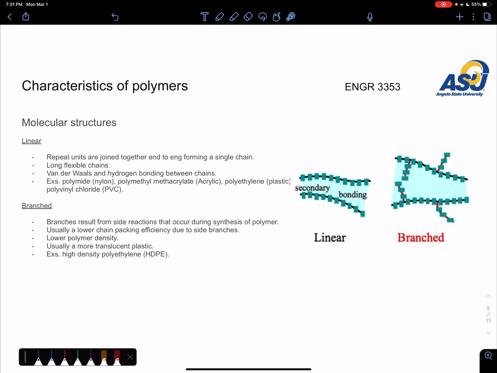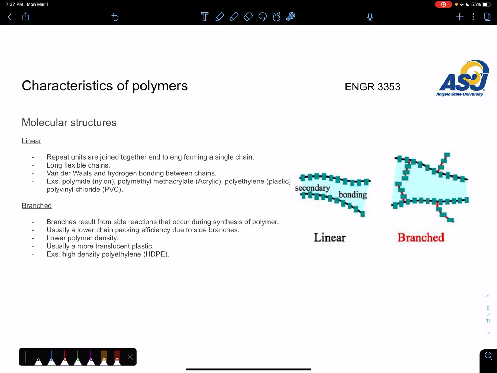And so now we'll take a look at some of those molecular structures, or actually the 4 molecular structures that occur within polymers. So linear, as you see pictured here, it's made of repeat units that are joined together end to end, forming a single chain. They're long, flexible chains. They usually form van der Waals and hydrogen bonding between the chains, meaning that they're not very strong. Van der Waals is your weakest form of bonding, and hydrogen is just slightly above that. So their bonds are not very strong.